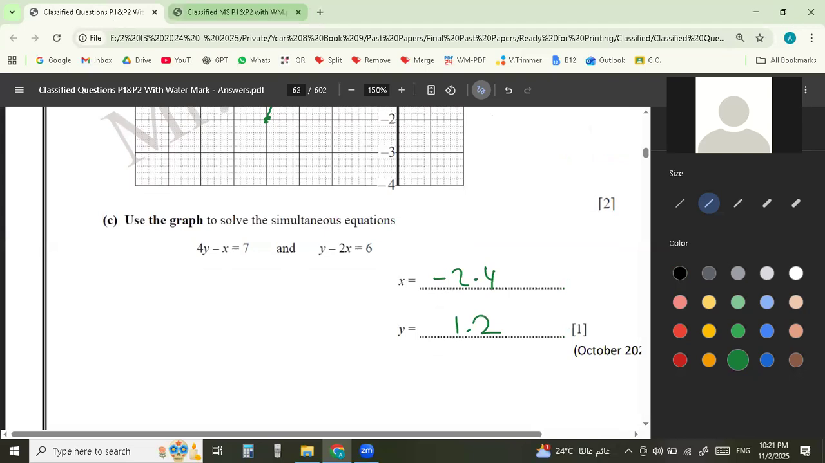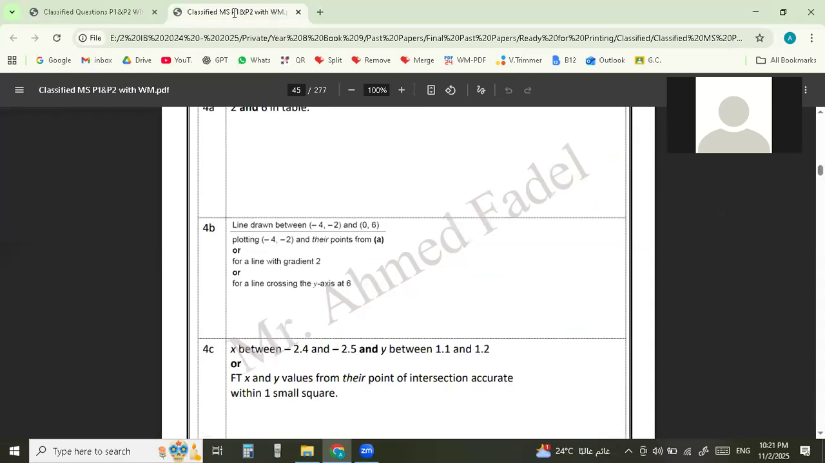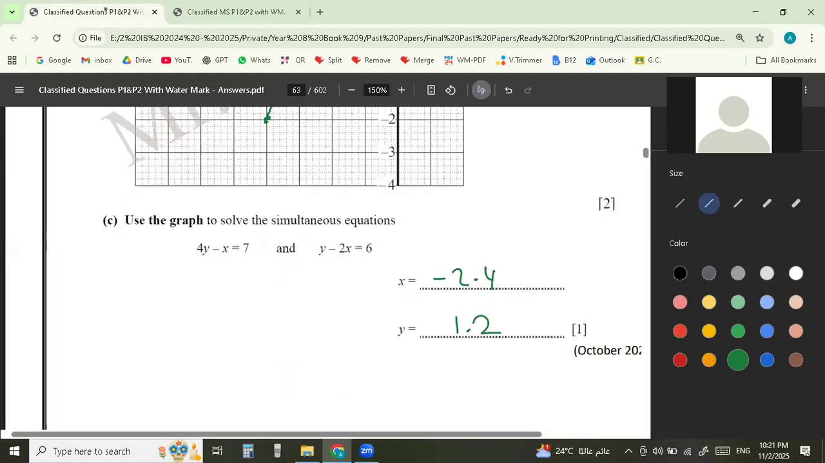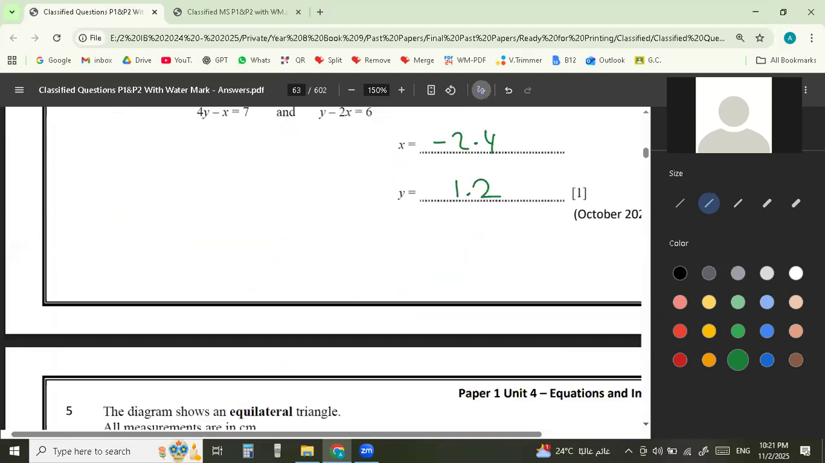Let's check the mark scheme because I didn't use a ruler. I want to make sure that it is right. They told you x is between -2.4, -2.5. Thank you. We wrote -2.4. And y is 1.1, 1.2. We wrote 1.2. The one with the ruler is going to be more accurate.